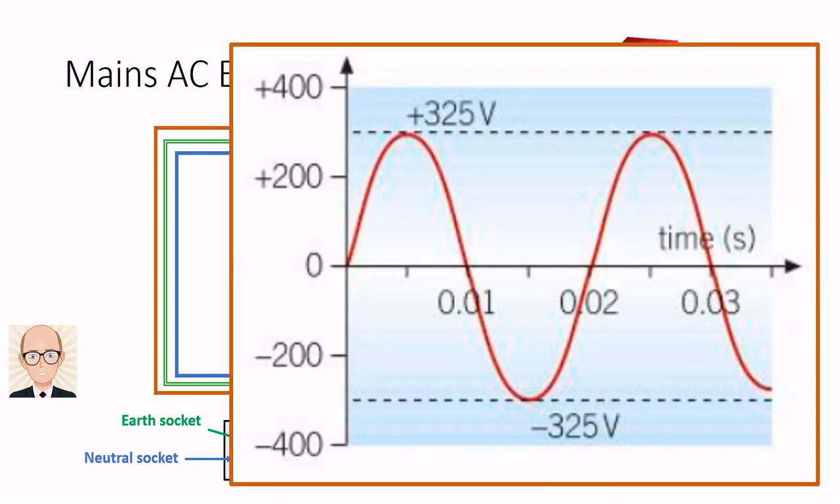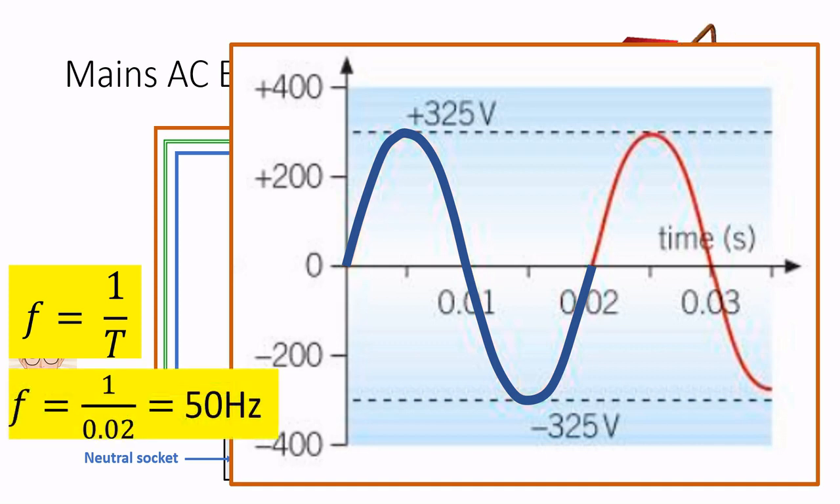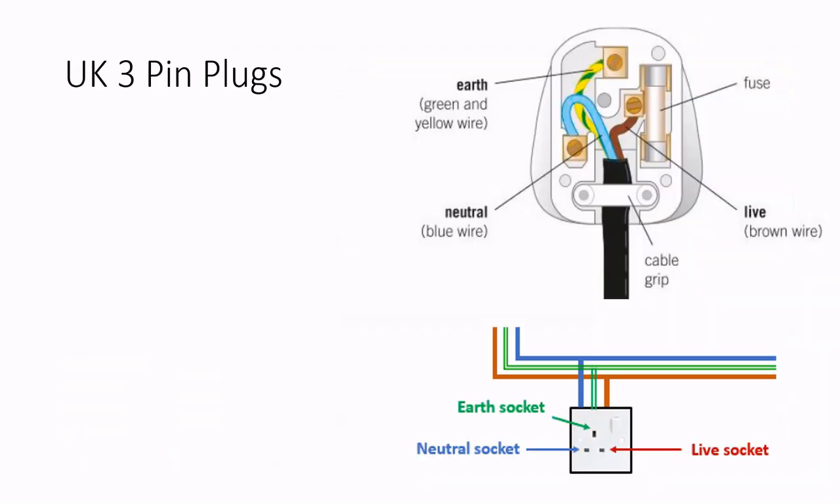If we look closely at the graph produced by the voltmeter and we remember the equation linking frequency and time taken for a cycle, we can see that time taken for a complete cycle is 0.02 seconds. Then, using F equals 1 over T, we can confirm that the frequency of AC electricity in the UK is 50 Hz.